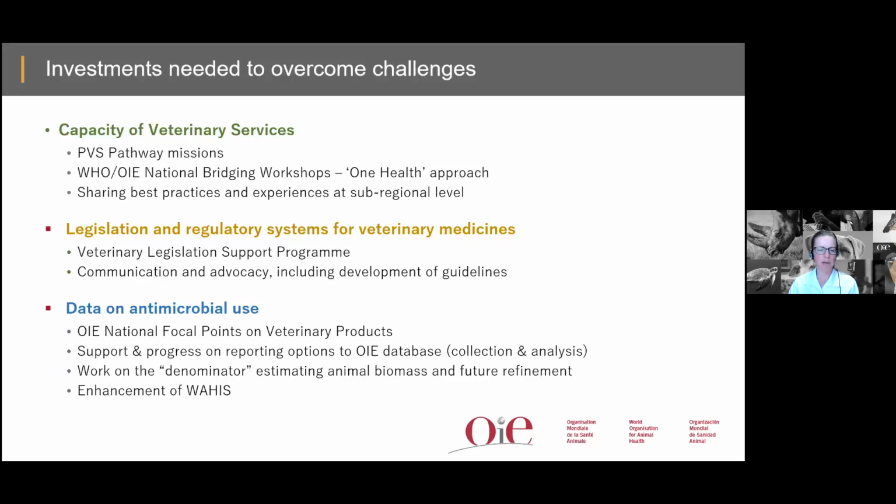We also need to work a little bit on estimating the level of animal biomass. This obviously needs a little bit of refinement. It's difficult to count every single animal in a country, and so there is some estimation involved, but we are working on improving that. And also enhancing the online data system of WAHIS to, as I said, include antimicrobial resistance information.